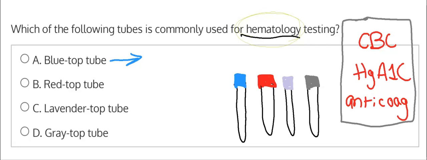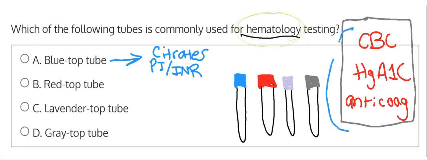So option A is the blue top, and the blue top has citrates in it, which is used to measure clotting times. So it's used for testing PT-INR, which you might have seen before, but this is not considered a hematology testing, like over here when we were talking about our CBC, A1C, things like that. That's different than what we're describing in the blue top example, so we can eliminate that.